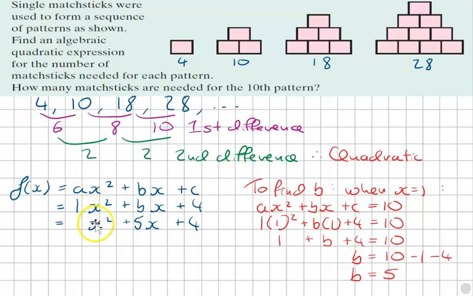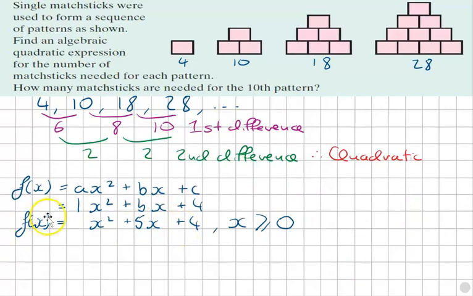So 1x squared just becomes x squared. The b becomes 5. So we have x squared plus 5x plus 4 as our function. So f of x is equal to x squared plus 5x plus 4 when x is greater or equal to 0.